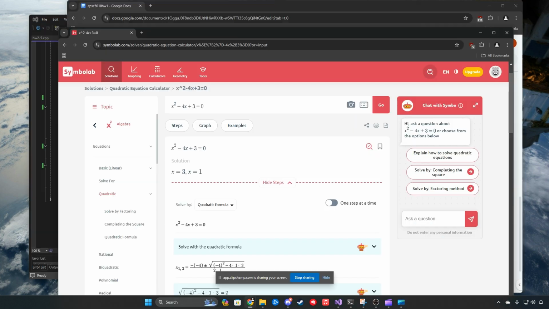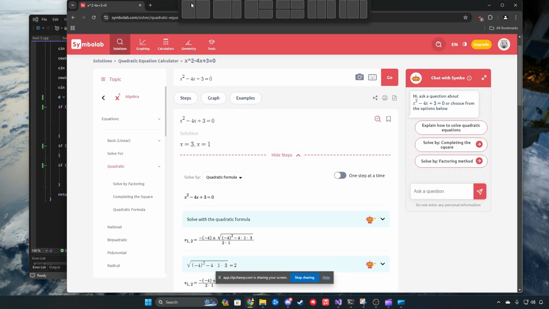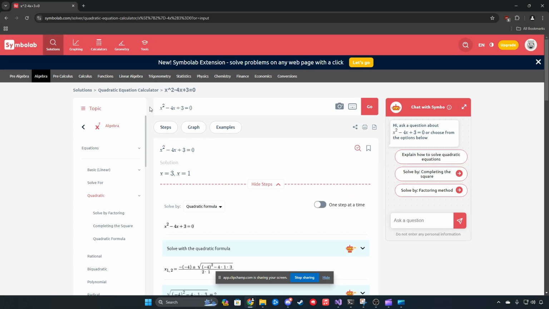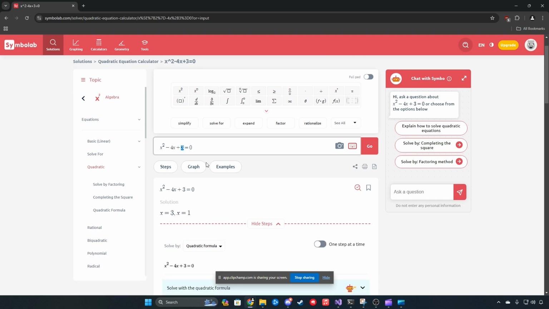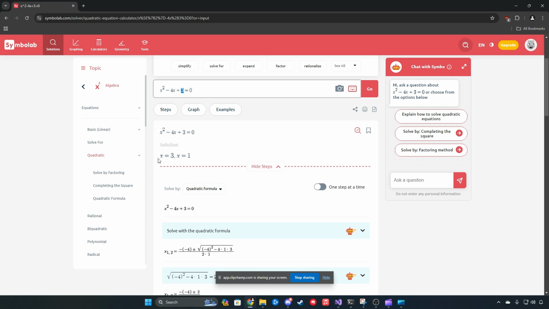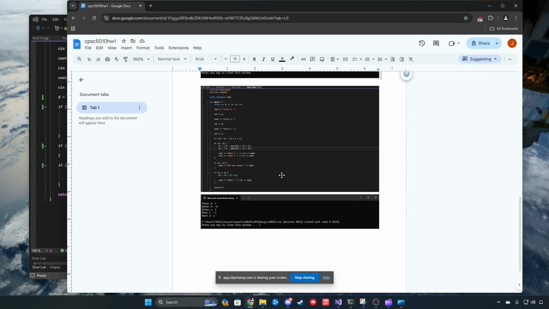And pretty much to check this, I used a Symbolab quadratic equation calculator. And here you can see the same numbers. It's 1 for x squared, which would be A, -4x, which would be B, and also 3, which would be C. And here you can see we get the correct roots, which is root 1 is 3 and root 2 is equal to 1, which is the same output that I got in my own program.